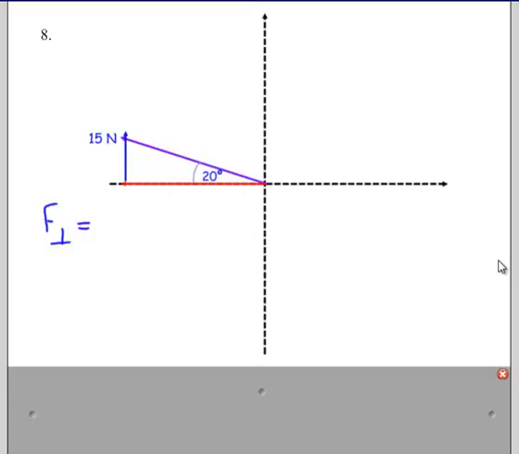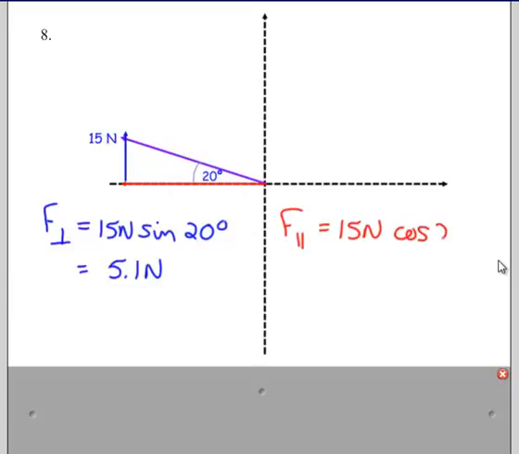Perpendicular component, take the 15 Newton force, multiply it by the sine of the angle because this side is opposite our 20-degree angle. So our perpendicular component this time is 5.1 newtons. Parallel component of our force, again, 15 newtons. We're going to take it times the cosine of 20 degrees this time, and so our parallel component is 14.1 newtons. So that's how we break forces apart into their components parallel to and perpendicular to the principal axis.